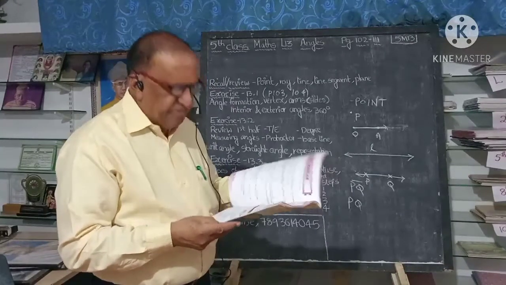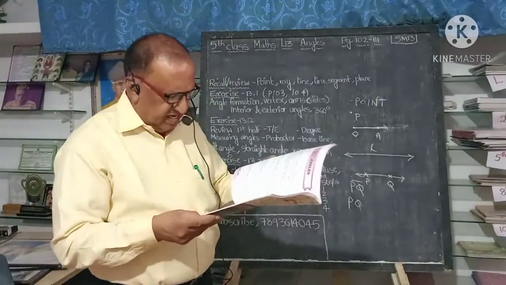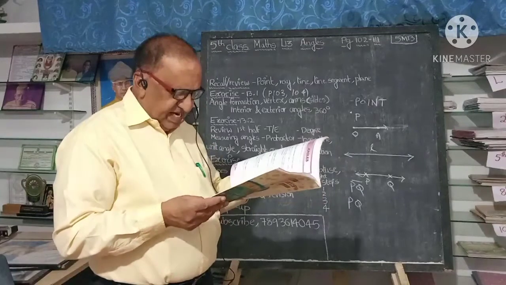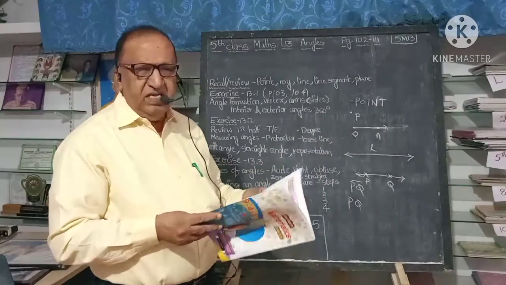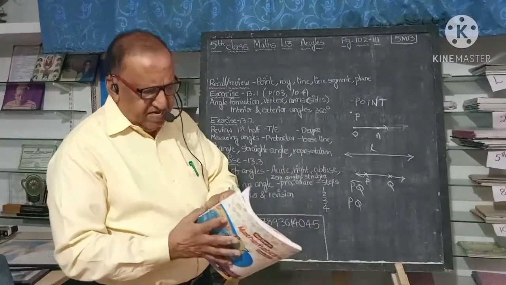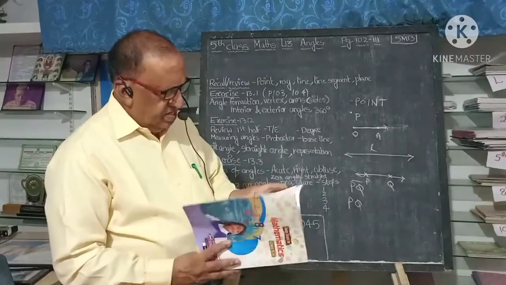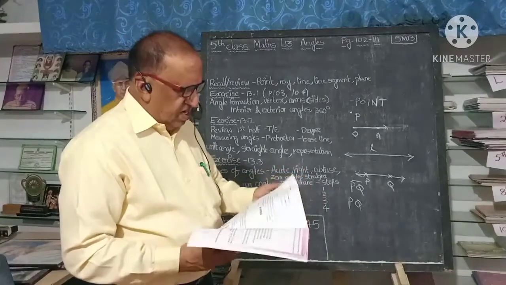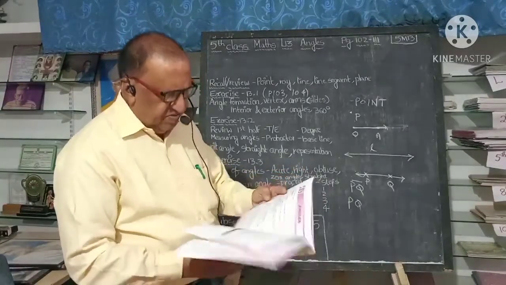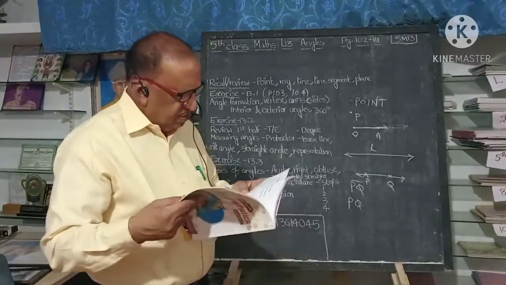How many end points does a line segment have? It has 2 end points. A ray has only one end point, like that. If you look at the ray in exercise 13.1, with whatever I taught, you should be able to complete that exercise 13.1.